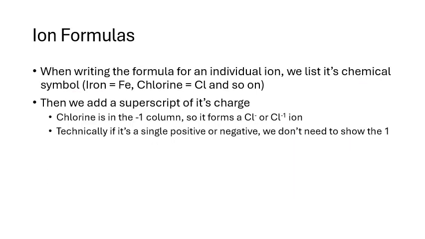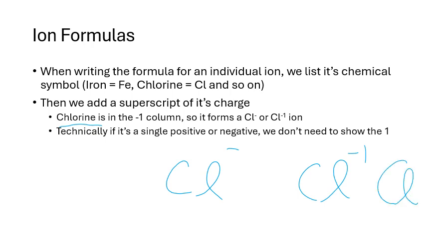Finally, when we write the formula for an individual ion, as I talked about on the last slide, we simply put its chemical symbol and then its charge. So the example here is chlorine. Chlorine has a chemical symbol of Cl. All the nonmetals in the Cl category have a charge of -1, so I can just put Cl-, or I could put Cl-1. I could even do Cl1-. It doesn't matter. It all works.